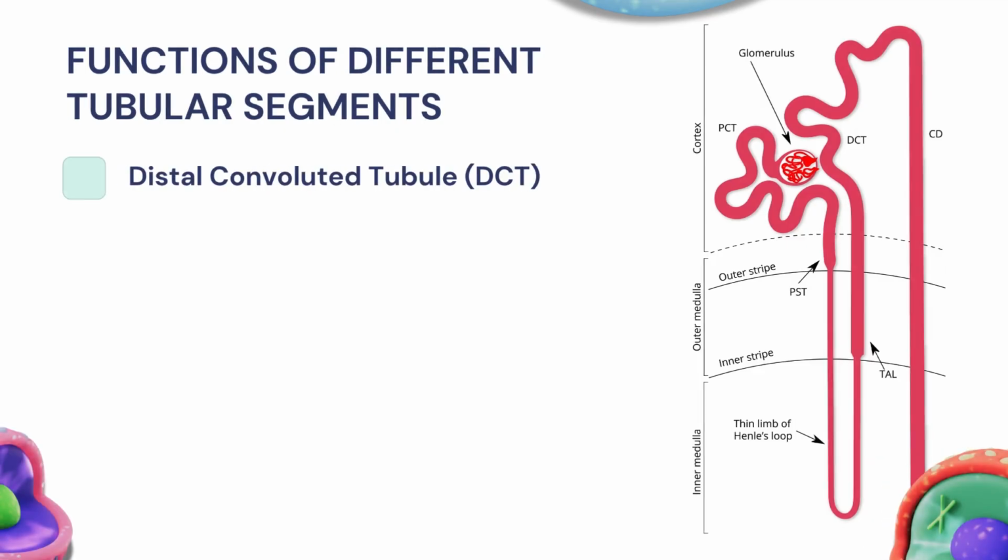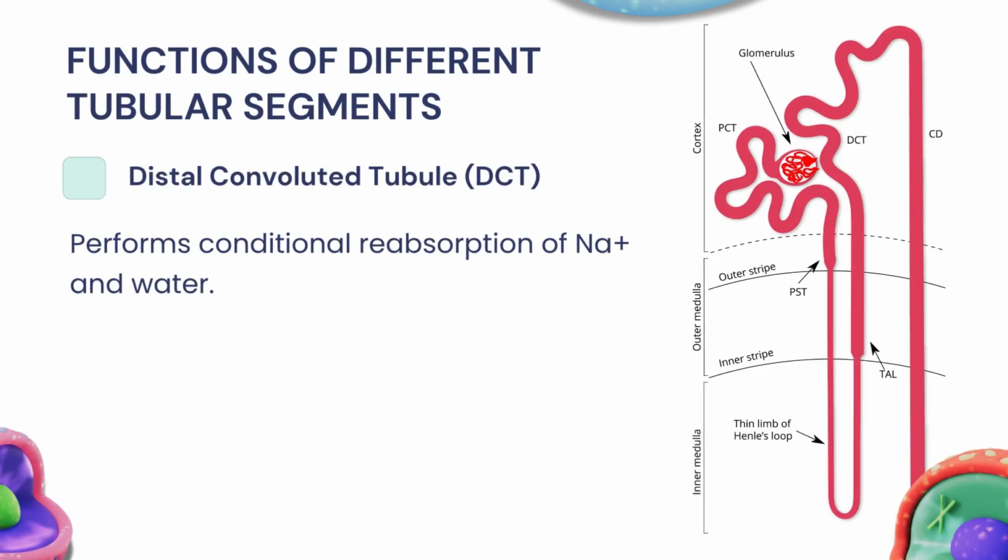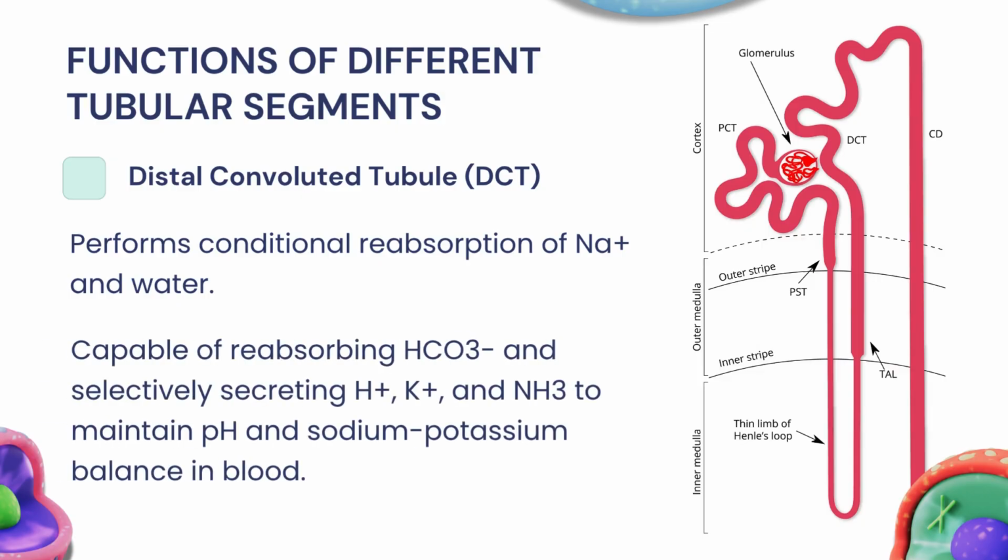Distal convoluted tubule, DCT, performs conditional reabsorption of sodium and water. It also reabsorbs bicarbonate and selectively secretes hydrogen, potassium and ammonia to maintain pH and sodium-potassium balance in blood.